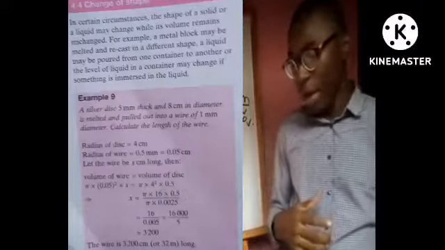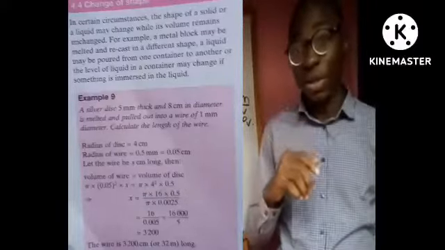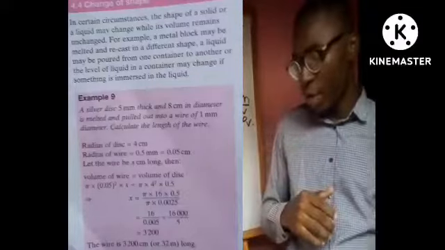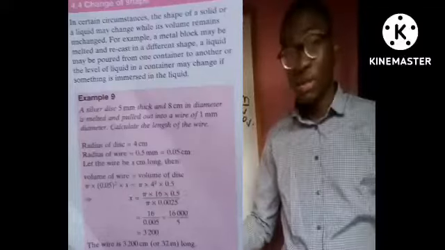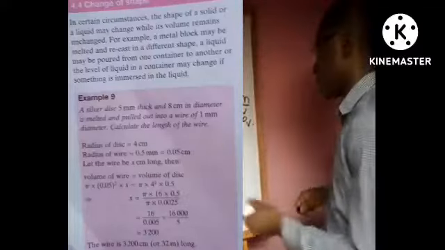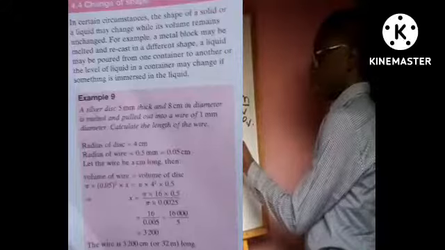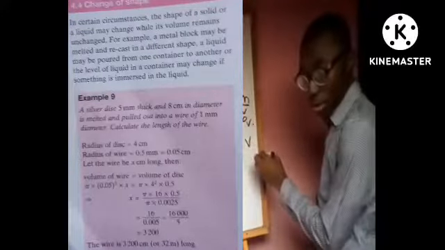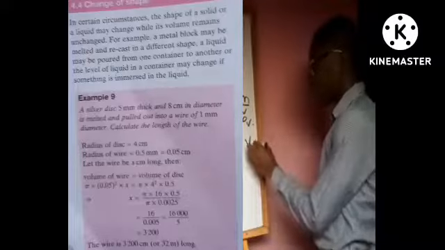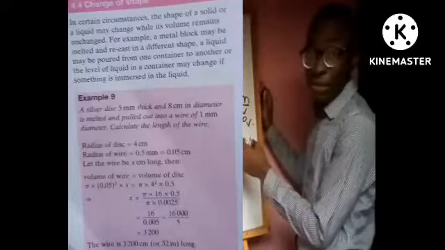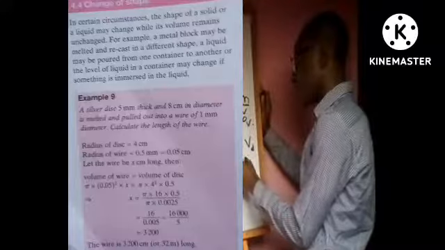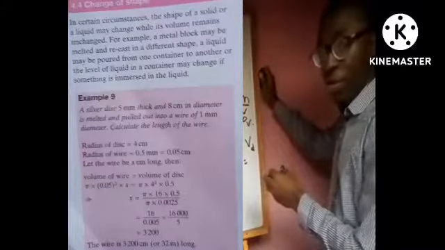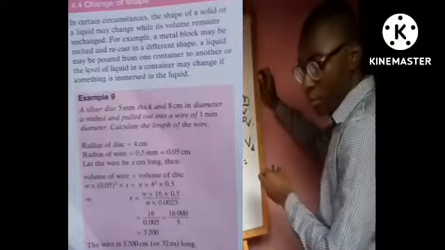Now the volume of the wire will be equal to the volume of the disc, because there's no loss of volume. When you change shape, you don't lose volume. Because the wire is a cylinder, the volume of the wire is pi r square h. So the volume of the wire, Vw, equals the volume of the disc, Vd. The volume of the wire is the volume of a cylinder, pi r square h, which equals the volume of the disc.